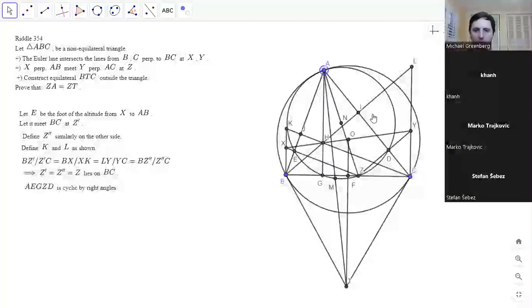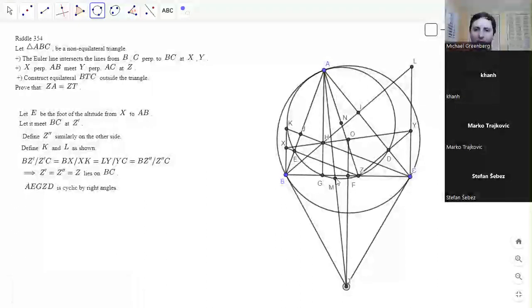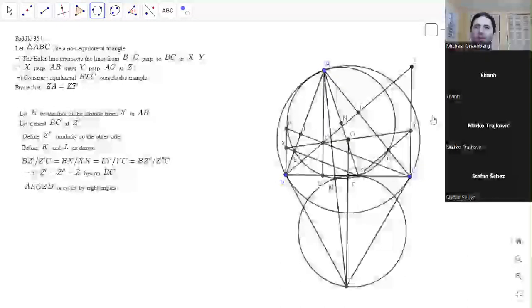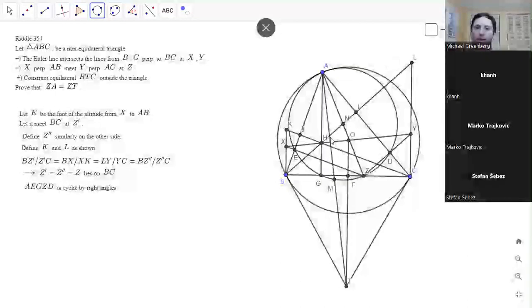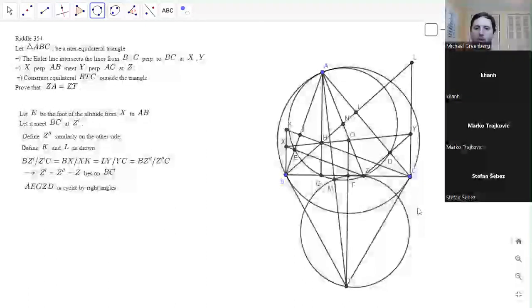Maybe we should take into account that TMFZ is cyclic. Interesting. That is by 90 degree angles. But obviously, it does depend on how we define points. Yeah, I kind of like that. So let M be the intersection. Well, if M is the intersection, then we know TMFZ is cyclic. And we want to show it's the midpoint. I guess one way to do it is to show the power of A with respect to this circle is the same as the power of T with respect to this circle.